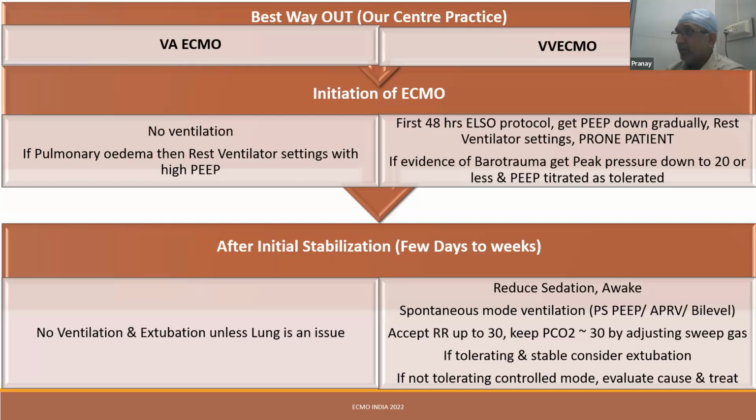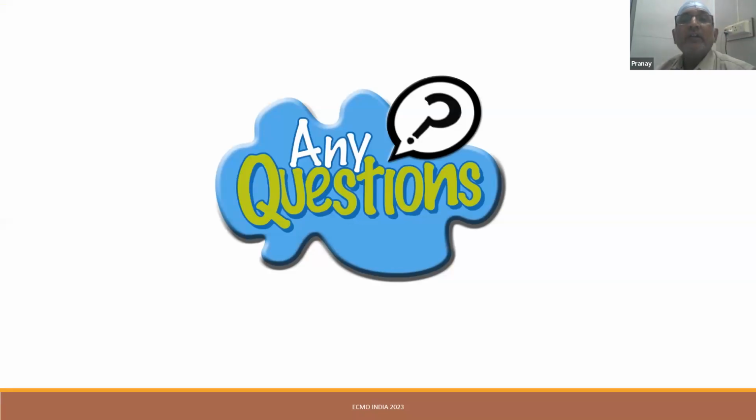If it is going high, we try to get the sweep gas up and get the CO2 down and see. If the patient tolerates and remains stable, we try to extubate. If the patient does not tolerate, then we put the patient on control mode again and try to validate why the patient did not tolerate weaning. That is what we do usually.